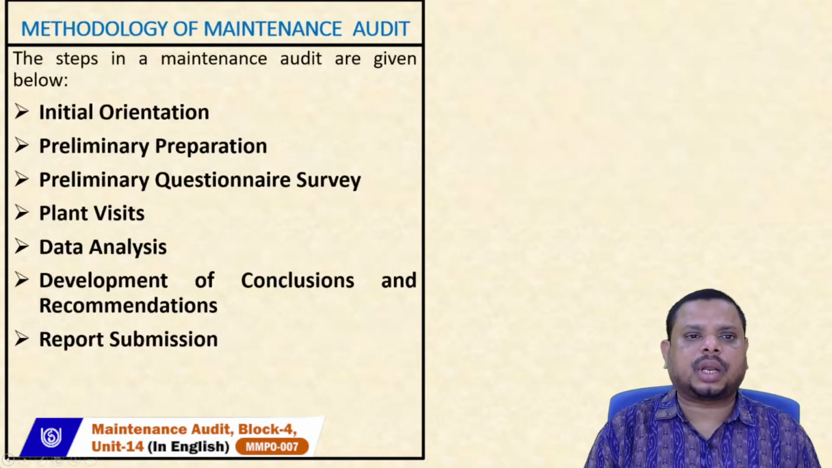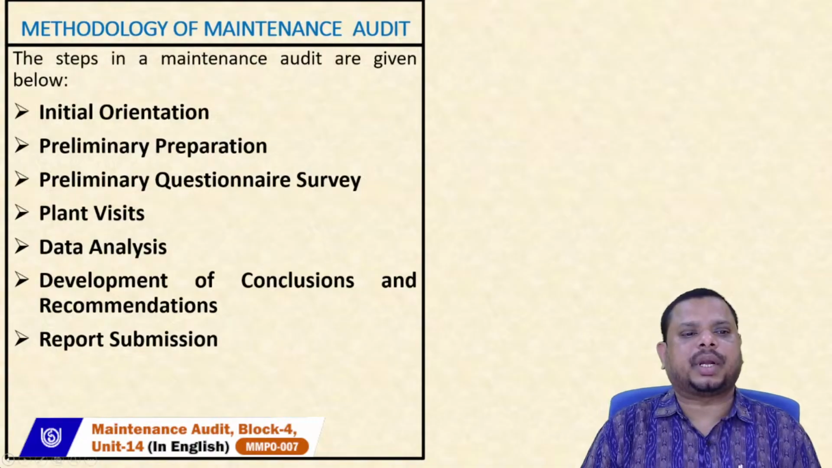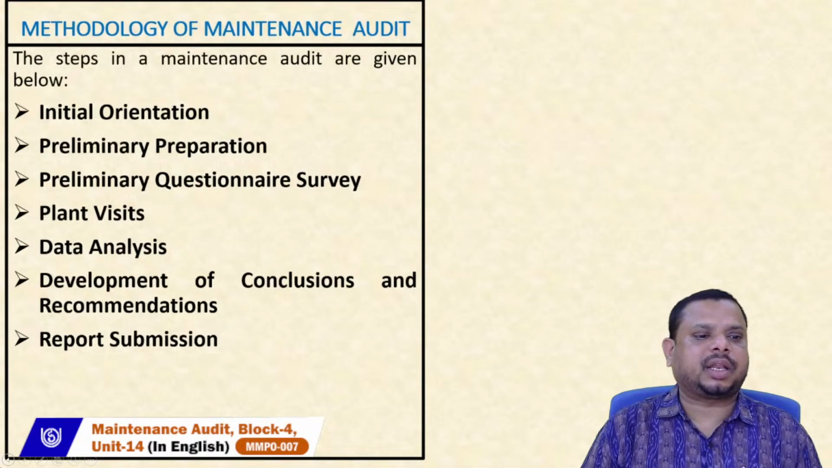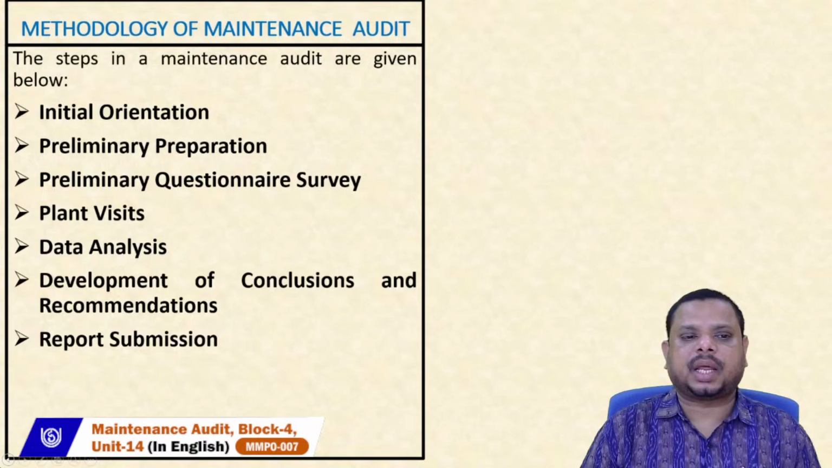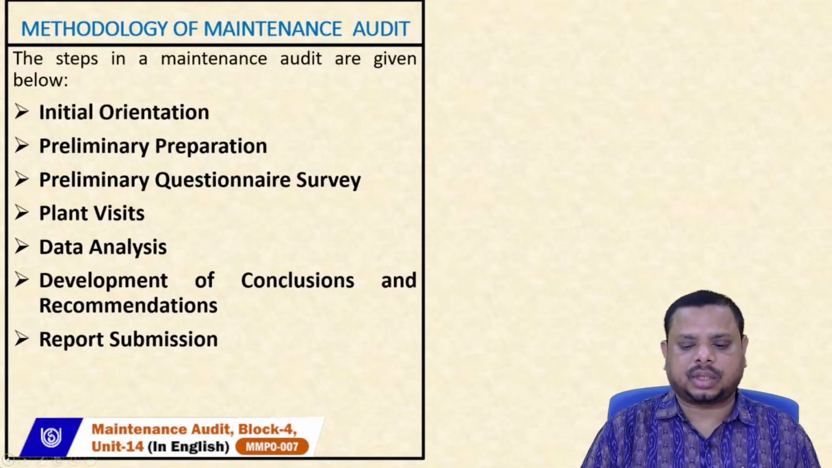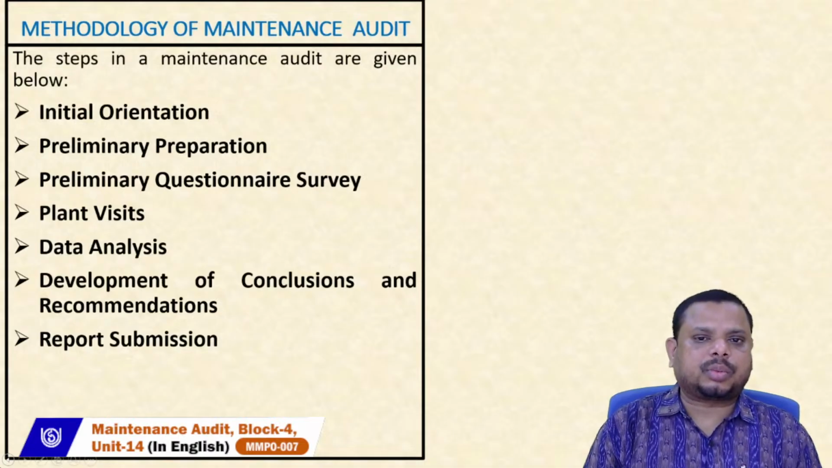Moving to the next one, the methodologies of maintenance audits. The maintenance audit is given a number of steps. The first is initial orientation, then preliminary preparation, then a preliminary questionnaire survey, plant visit, data analysis, development of conclusions and recommendations, and the last one is report submission. So these are the seven steps included in the maintenance audit methodology during the audit process. We have to understand them one by one.